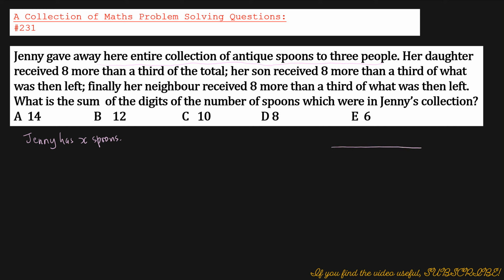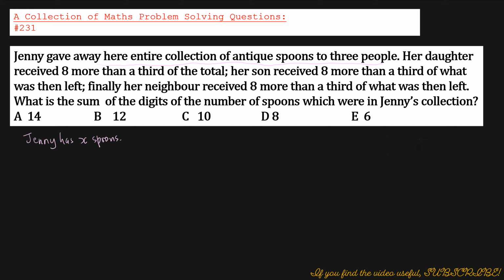So if this was a set of her entire collection, you would see that it's not equally distributed. Most of it will go to the daughter because she is getting one third of the whole plus 8, the next major portion goes to the son, and the next portion goes to the neighbor. It's something like this. So this is the daughter's portion, this is the son's portion, and this is the neighbor's portion. That's something to understand here.